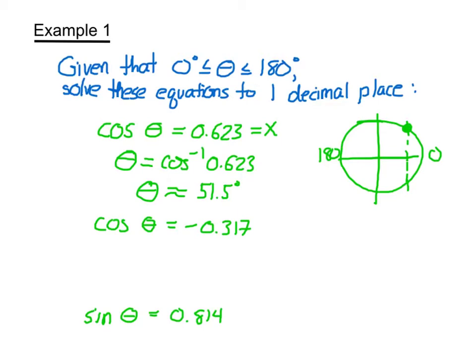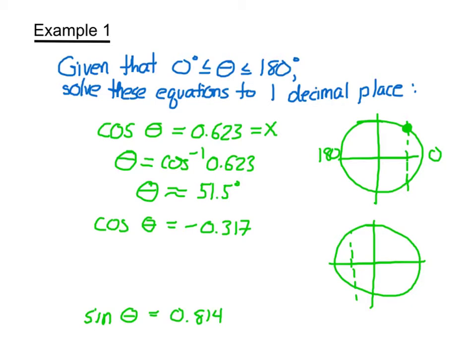The next example is cosine theta equals negative 0.317. So let's again draw the unit circle here. And remember, cosine is the x-coordinate, which in this case is negative, so I'm going to be on the left-hand side of the unit circle. And again, there are actually two possible choices here, but one of the choices would put theta outside the range of 0 to 180.